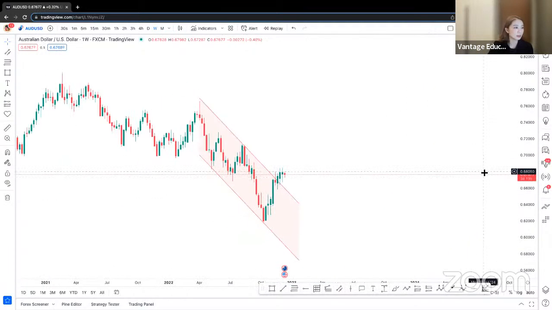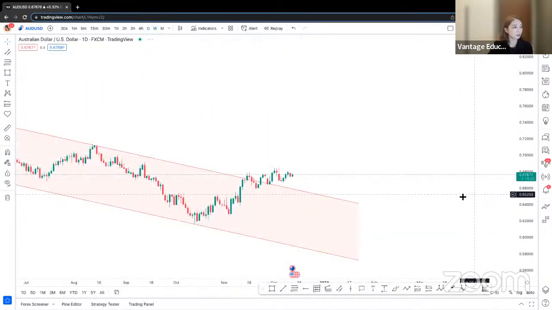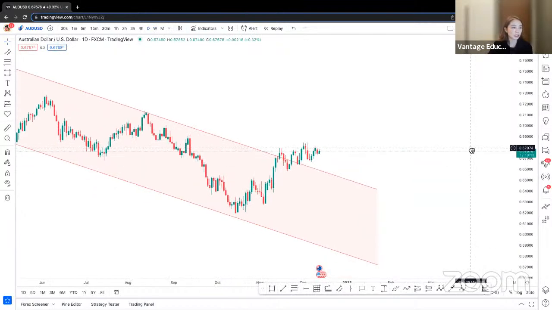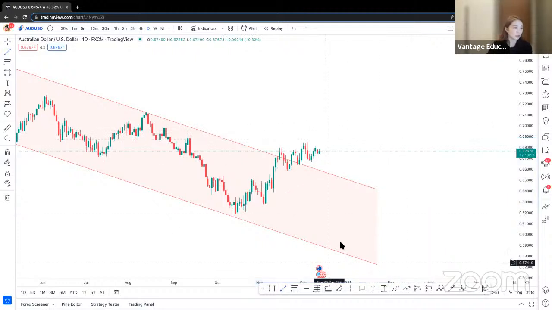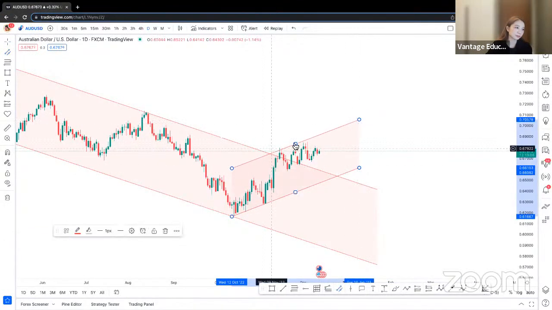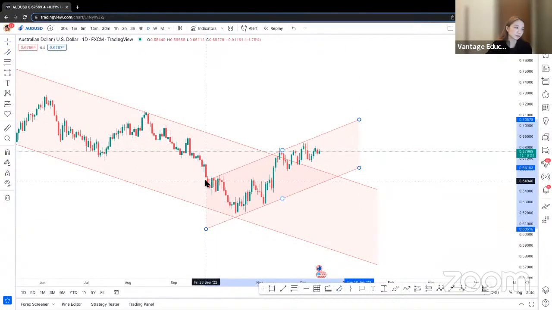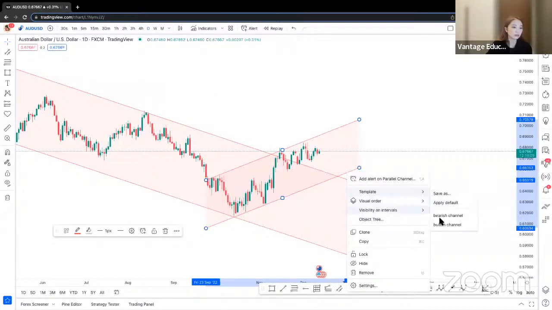Previously on the weekly, we are looking that price actually came up and exceeded the resistance of the downward moving channel. We are looking at a potential upward movement. Nothing much here. We are on the daily chart now. Let me take a look. Yeah, we're looking at an upward channel.